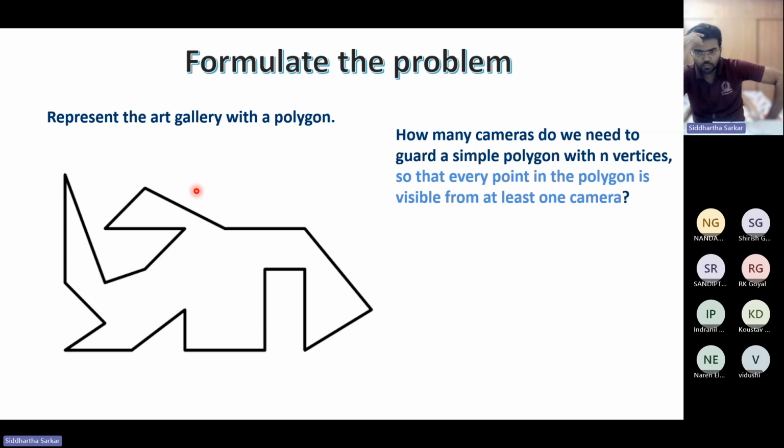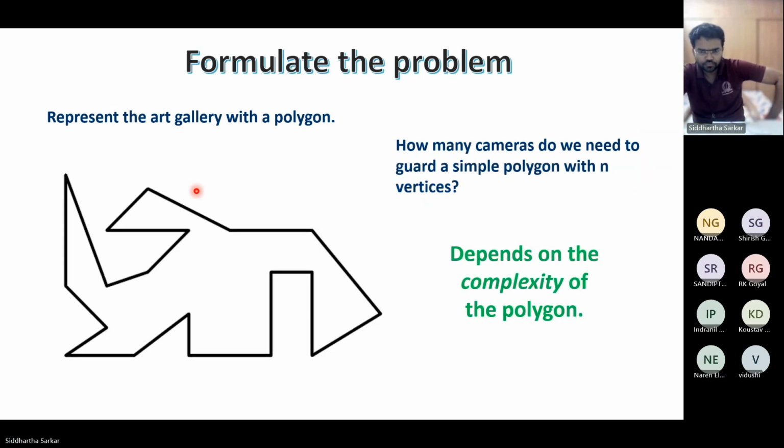We want to minimize the number of cameras. So it can depend on the complexity of the polygon. So let us say there is an n vertex polygon which is convex. Then only one camera will suffice.